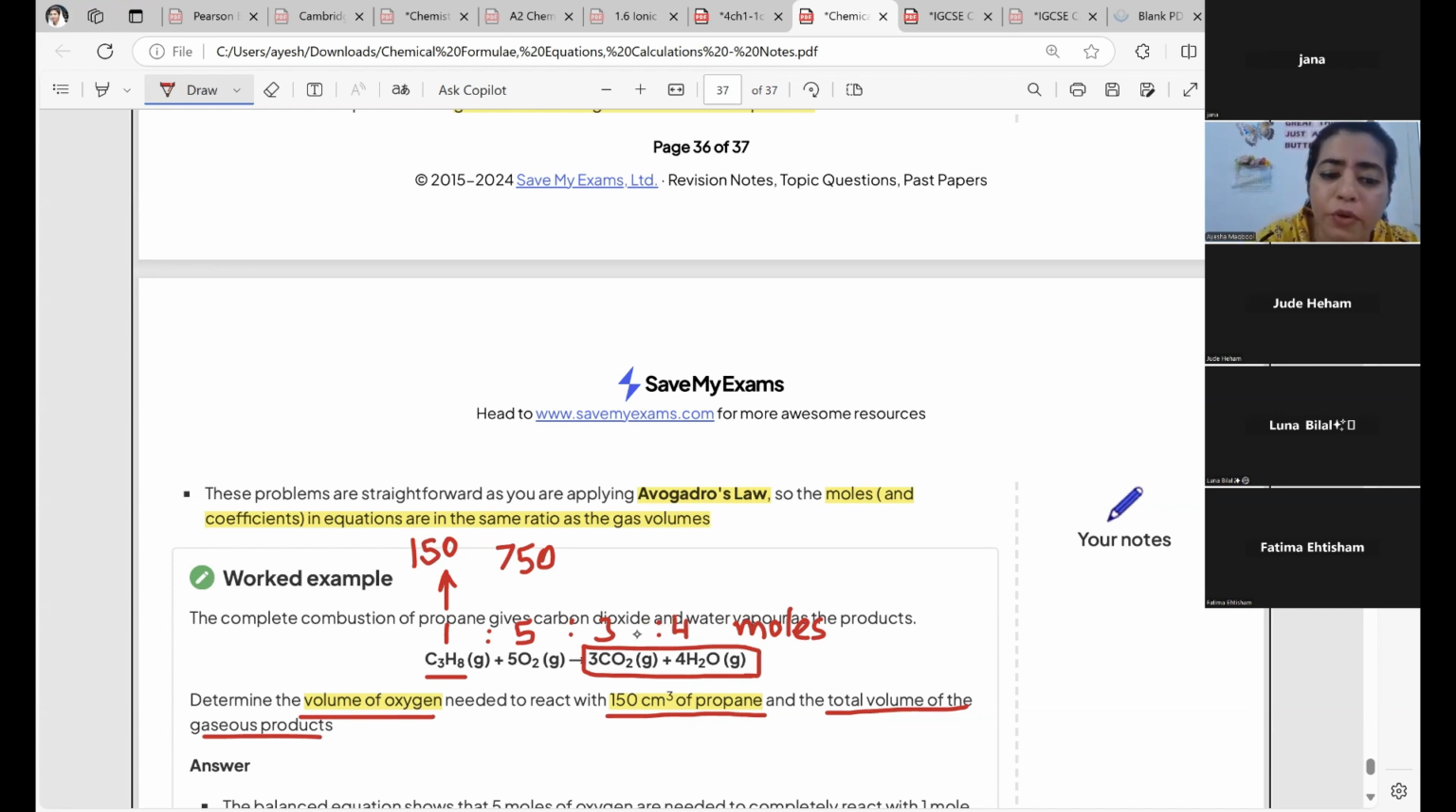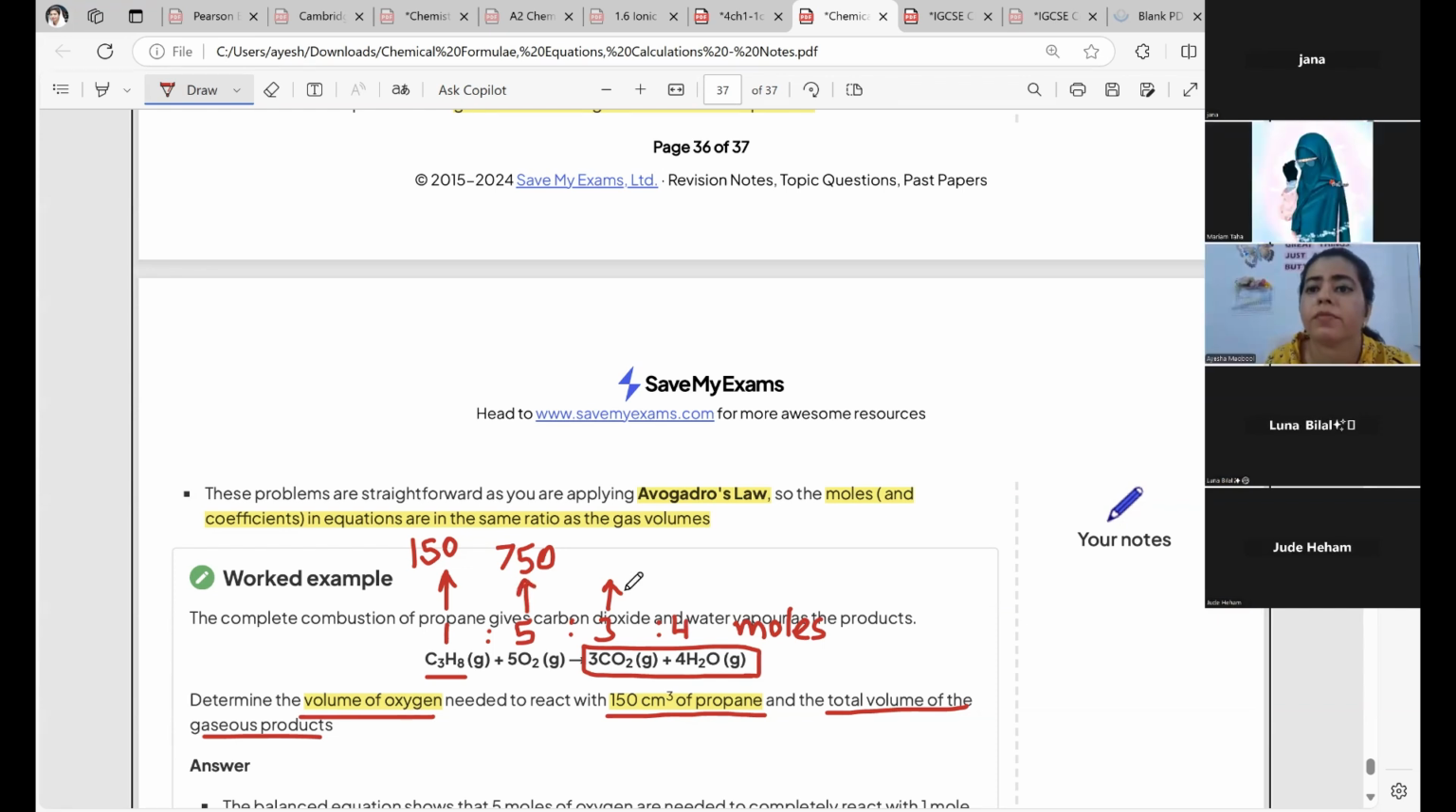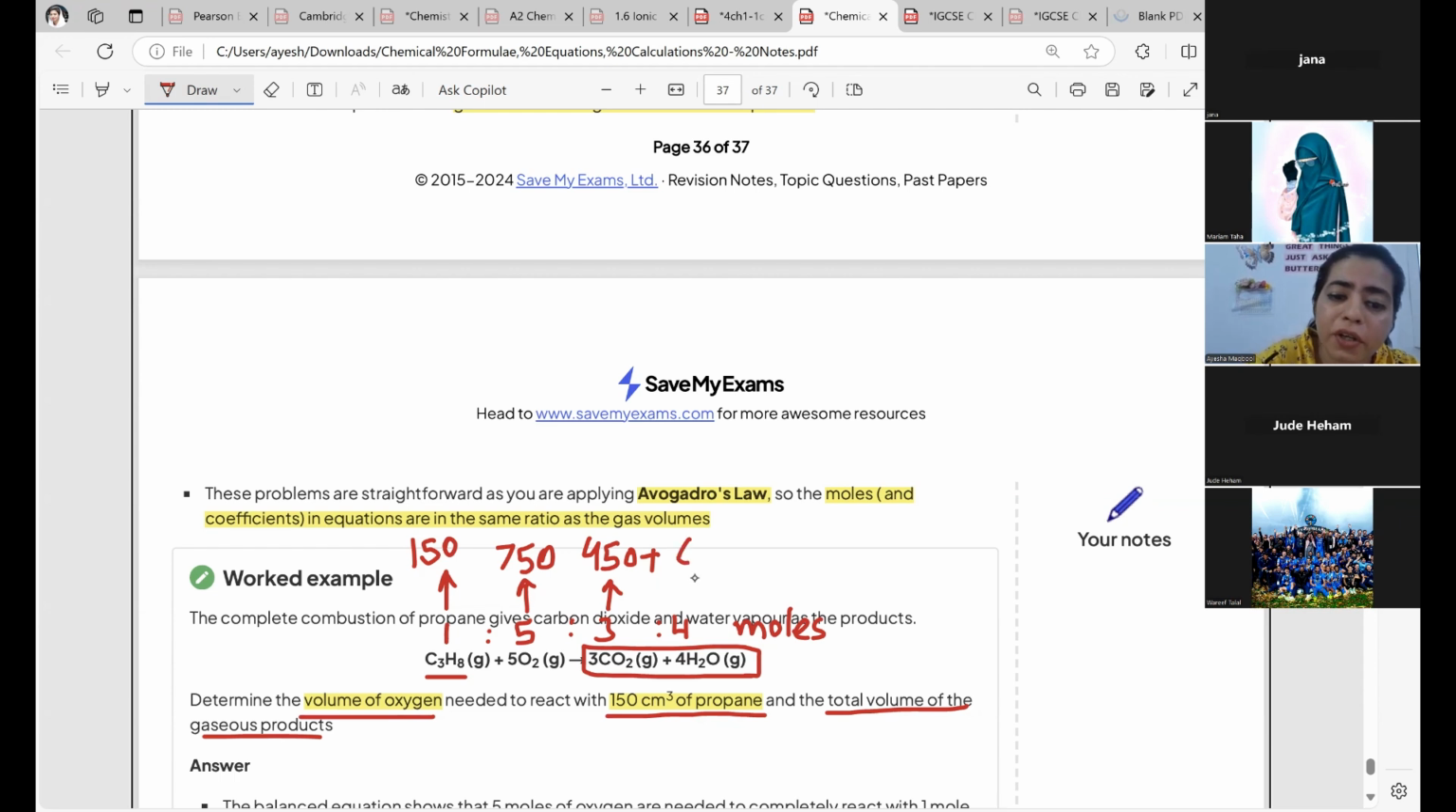What is the volume of CO2? We multiply 150 by 3, which is 450. Then 4 times 150 is 600. And then we add them. The total of these two products is 450 plus 600, which is 1050.